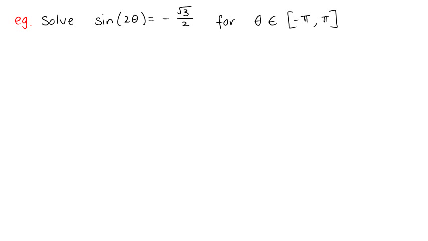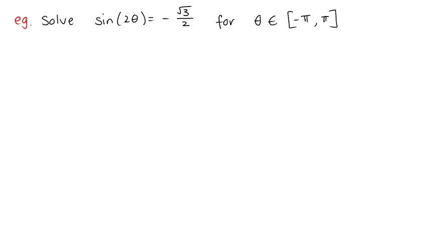Right, so now we're going to solve, or find the solutions of, sine 2 theta equals negative root 3 on 2 for theta between negative pi and pi inclusive. So essentially what you're trying to do is get that angle, whatever the symbol is for it, in this case theta, on its own.